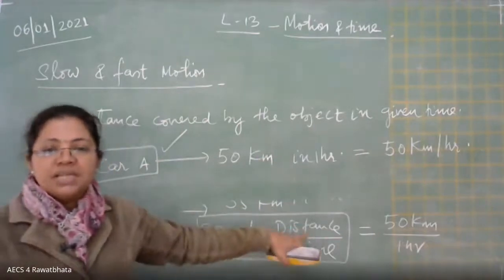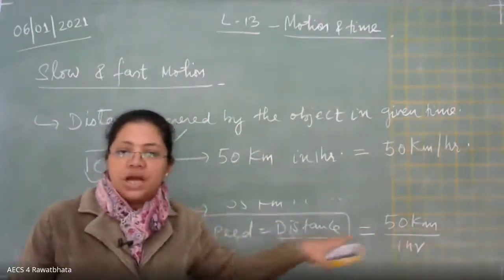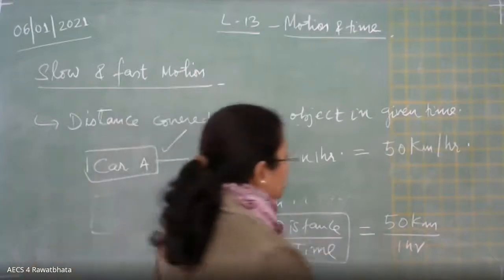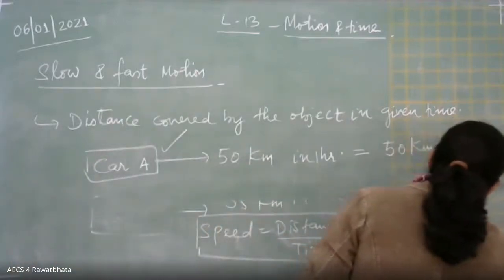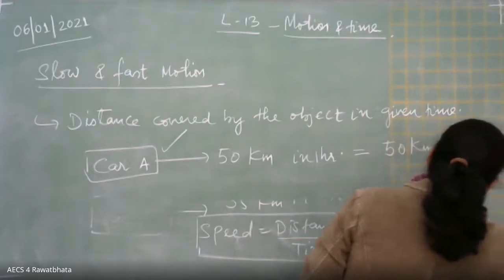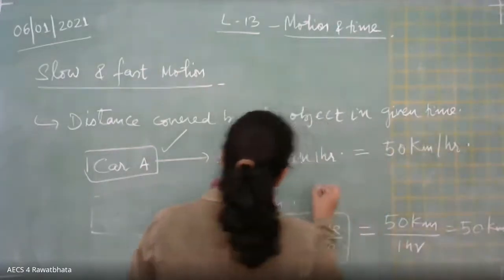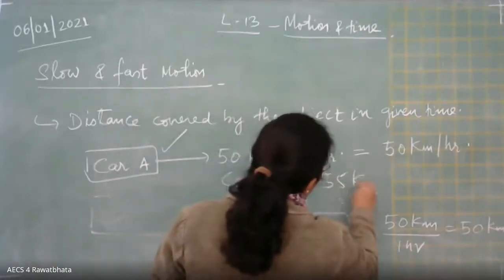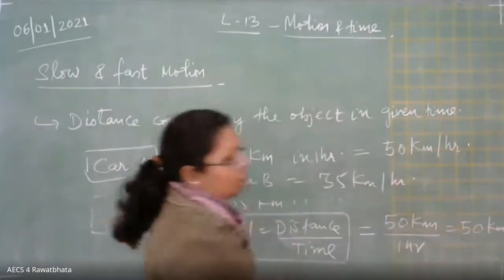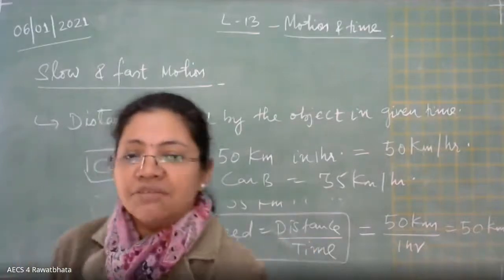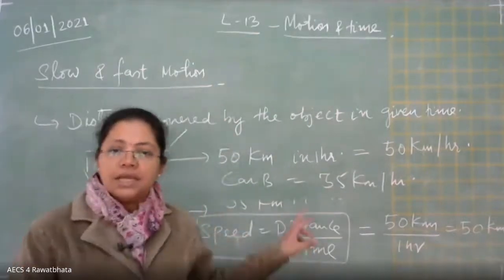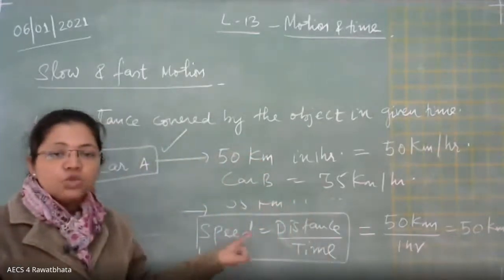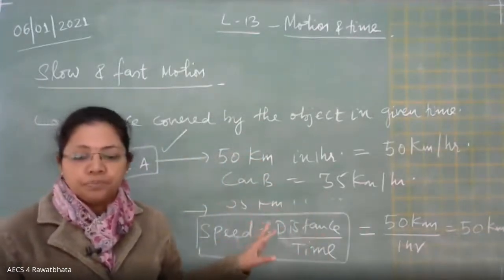तो डिस्टेंस की प्लेस पे मैंने डिस्टेंस की वैल्यू को पुट किया और टाइम की प्लेस पे मैंने टाइम की वैल्यू रखा 1 hour. So the speed became 50 kilometer per hour. Similarly for car B, its speed will be 35 kilometer per hour. I hope अभी समझ आएगा कि 35 kilometer per hour कैसे आया. Is it clear? So you have to remember for calculation that speed equals distance upon time.